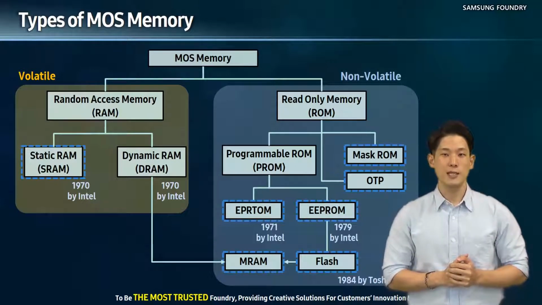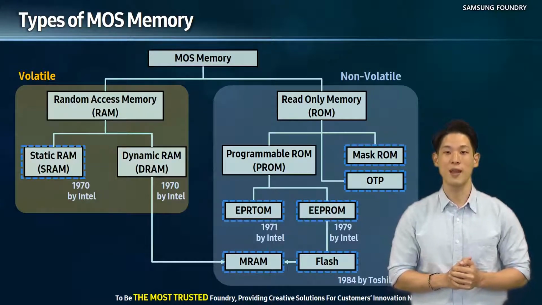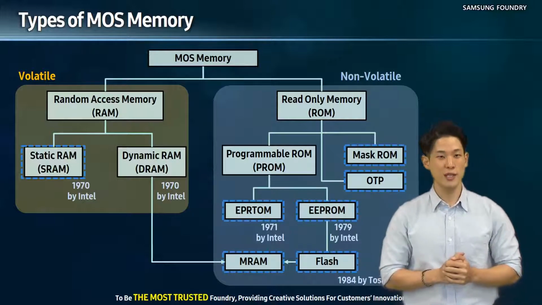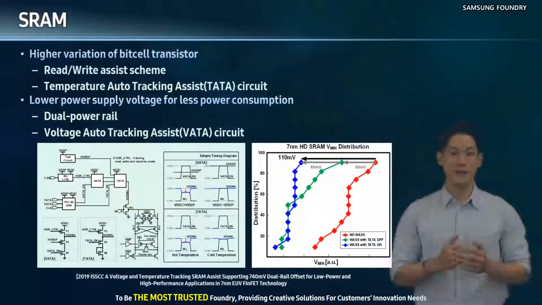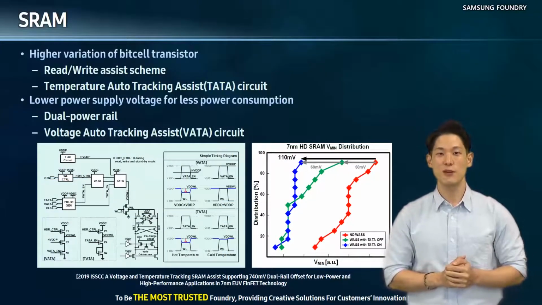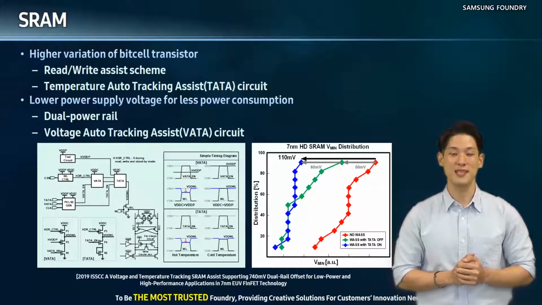Samsung Foundry provides SRAM, mask ROM, OTP, flash, and MRAM with high performance and stability. Let's take a look at each of these memories and see what is special about Samsung Foundry. First, let's start with SRAM, which is one of the most basic and important memory IPs.